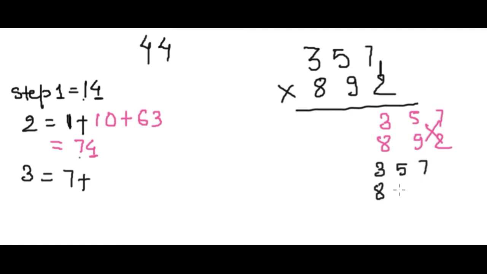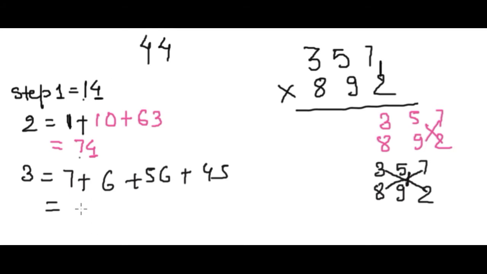In this step, 3 into 2, 7 into 8 and 5 into 9. So 3 into 2 is 6, 8 into 7 is 56 and 5 into 9 is 45. The total is 114. We will write this 4 again up and 11 carry forward.